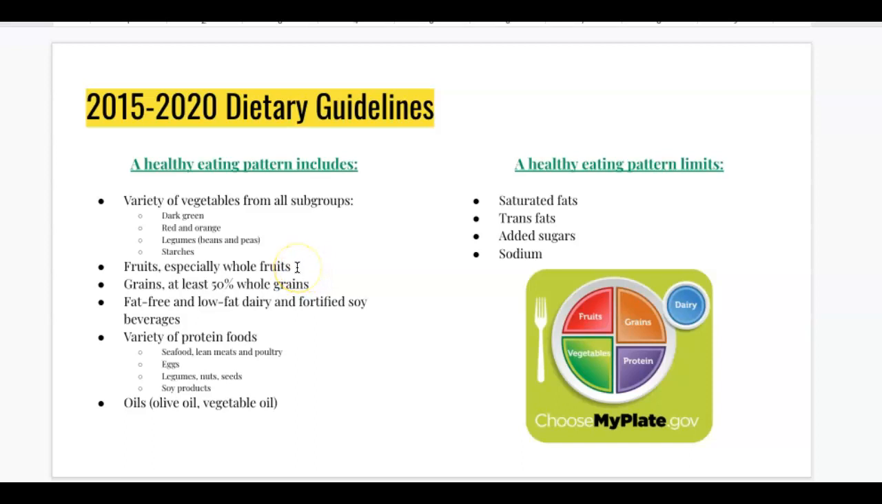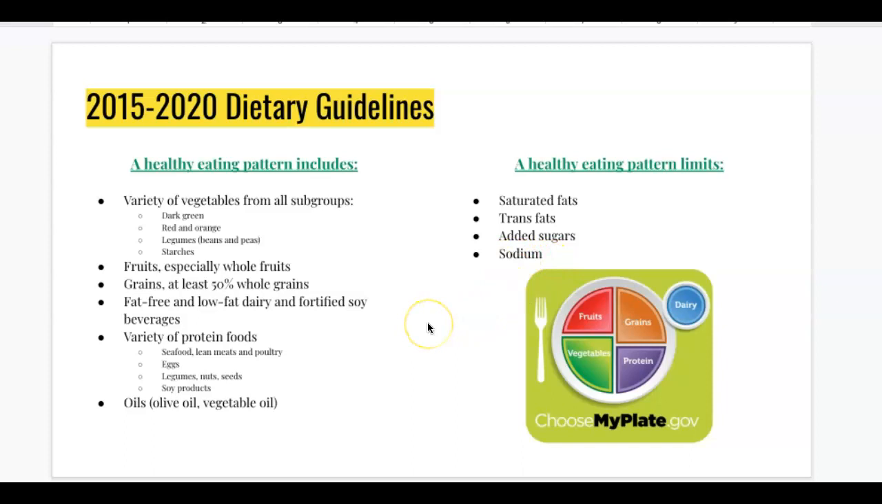Fruits, especially whole fruits. So rather than fruit juices, the whole fruit is going to provide all of those good vitamins and minerals, but also fiber. Grains, at least 50% whole grains. Dairy that is low fat or fat free, as well as fortified soy beverages. Protein foods in a variety, as well as oils like olive oil and vegetable oil. At the same time, we want to limit some of these foods that we know can have detrimental effects to our health, such as saturated fats, trans fats, added sugars, and sodium.